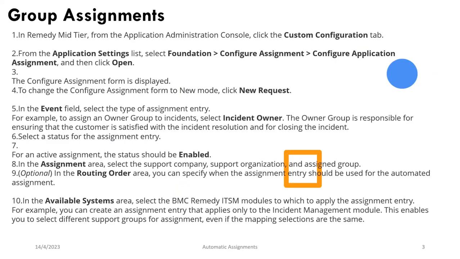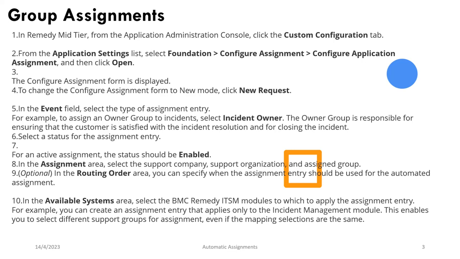Now for the group assignments, how you can access them, it is the same. You have to go to application administration, then foundation, then configure assignment, and there you can define this assignment. So what you need to do, you need to create a new record. We will see this in the system also. You need to define a new record.